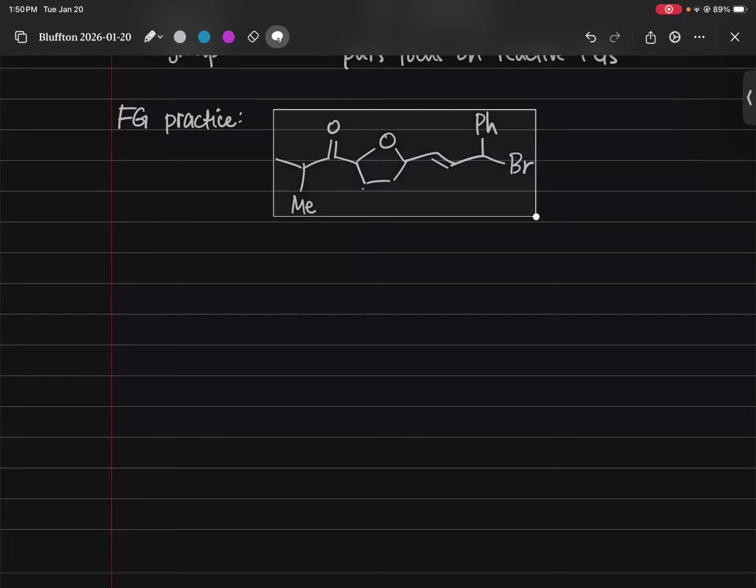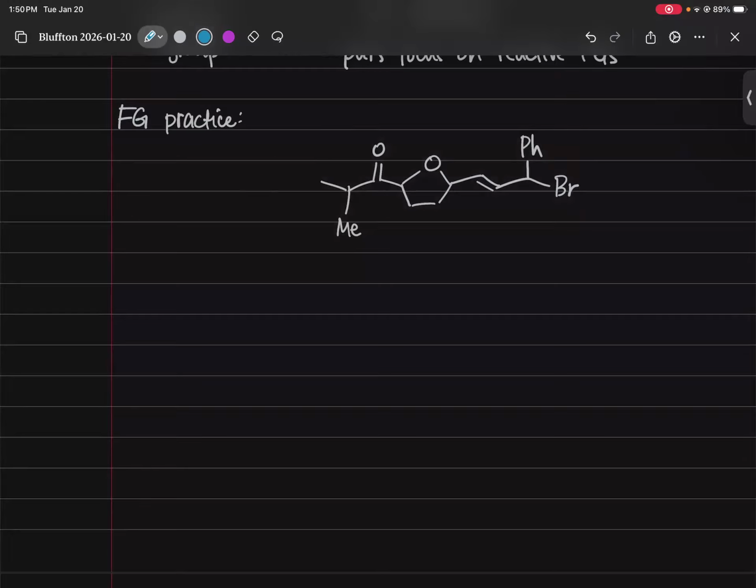So this is not a real molecule. At least I don't think this is a real molecule. I just made it up. But there's a good variety of different functional groups in here, so see if you can name as many as you can. I'll start with an easy one. Me is a methyl group.